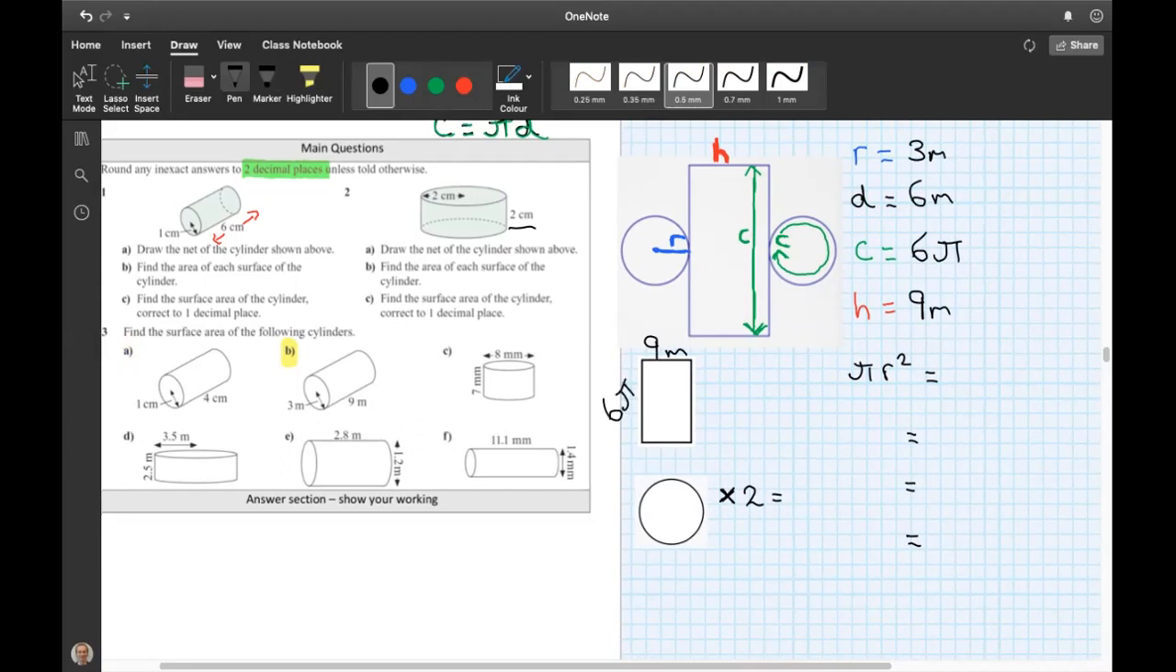So to find the area of that rectangle, you need to multiply your base by height, 9 times 6, and we're going to get 54 there. But it was 6 pi, so it's going to be 54 pi. I'll just write that a bit clearer, 54 pi.